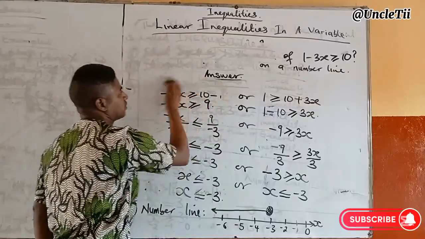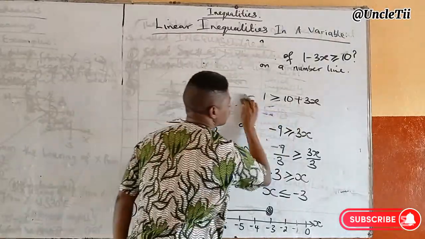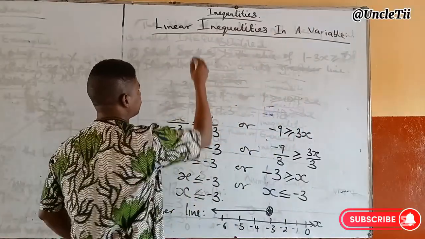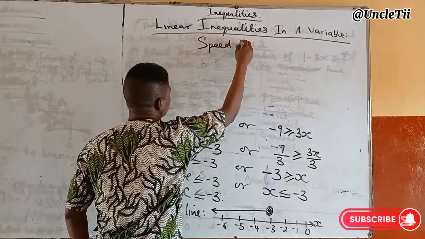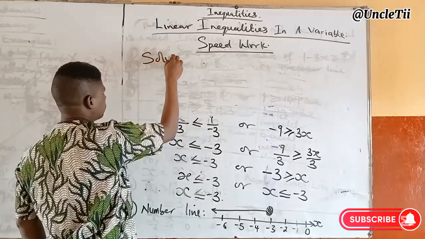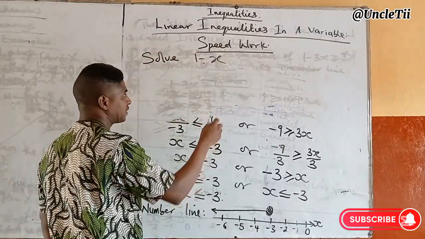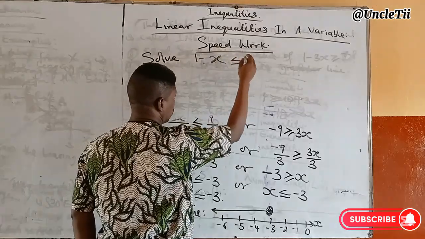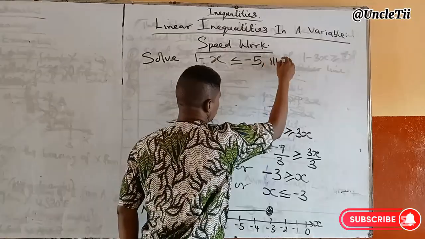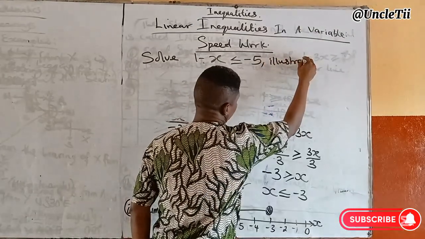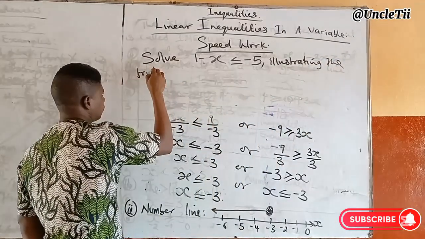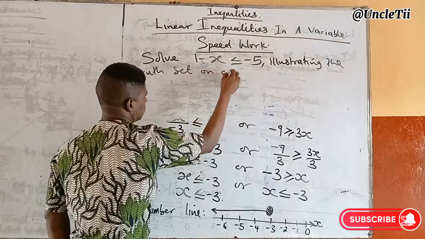Let's look at the classwork now. It's going to be a single question. Solve 1 minus s less than or equal to minus 5, illustrating the truth set on a line graph.